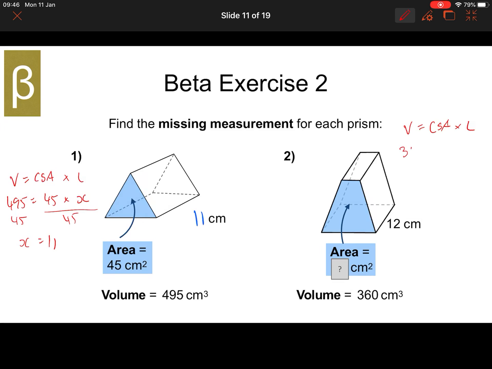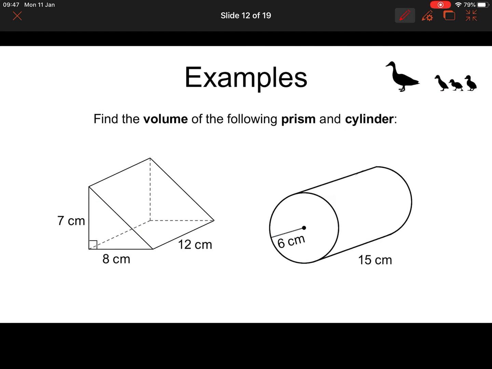Same with this one. Volume is equal to cross-sectional area times length. Volume is 360. Cross-sectional area is what we want to know, times a length of 12. So divide both sides by 12. And I think we get an answer of 30. x is equal to 30. So we just make an equation and solve the equation. Nice and easy, I hope. I've said it 100 times: what's the formula? Put in what you know, write x for where you don't know, get the equation, solve the equation to find out the value of x. You've got your answer.